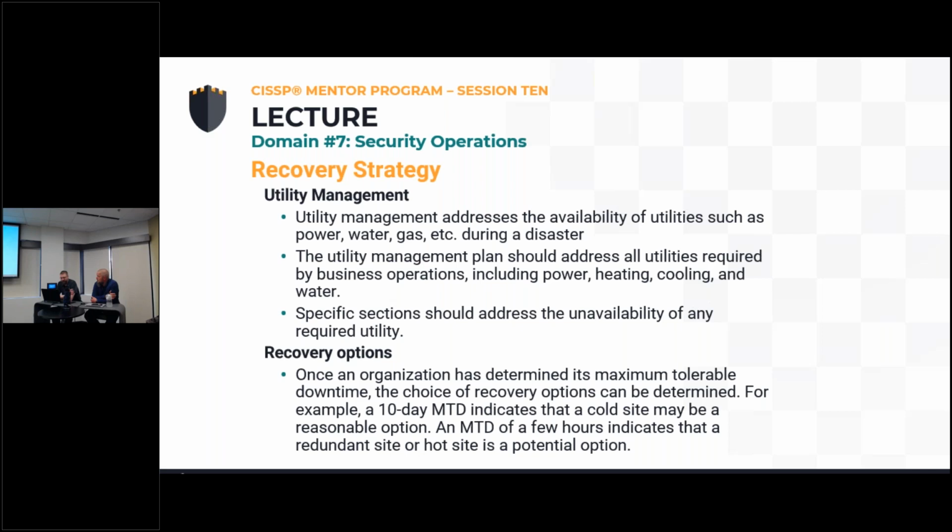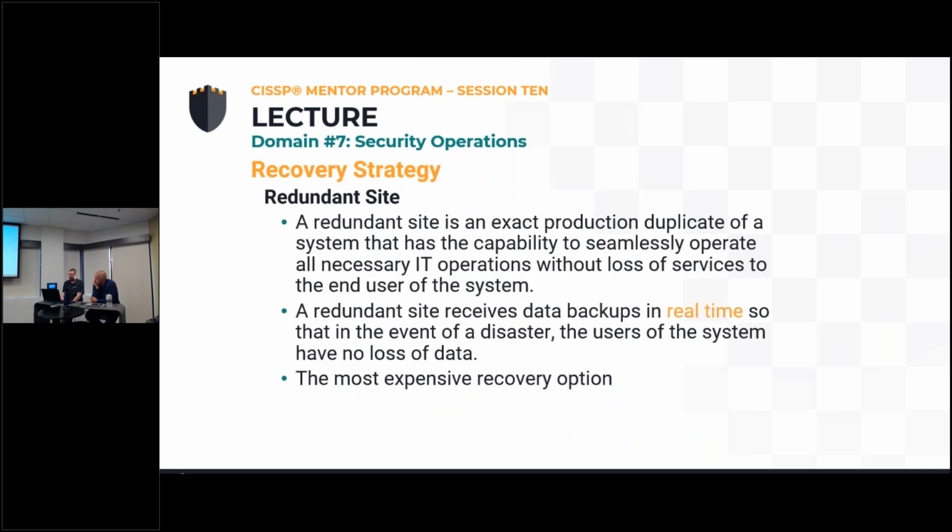Going through the recovery options, we'll talk about that in the next couple of slides. Maximum tolerable downtime: a cold site could be reasonable, but we'll talk about why. So, redundant sites, real time. We've got exact duplicates of production at the redundant site, so if production is down, we don't lose anything.